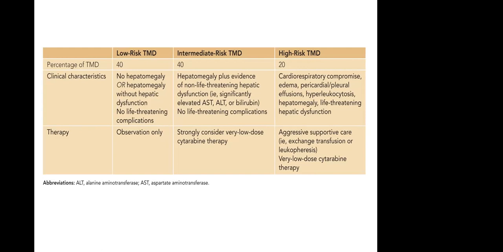In intermediate risk, which is also in 40% of the patients, they may have hepatomegaly plus evidence of non-life-threatening hepatic dysfunction, significantly elevated AST, ALT, or bilirubin, but no life-threatening complication. Here you consider very low dose cytarabine, that is 0.15 mg per kg for 5 to 7 days. In a high-risk patient, cardiorespiratory compromise may be there, maybe pericardial or pleural effusion, hyperleukocytosis, hepatomegaly, and life-threatening hepatic dysfunction. Then you have to take care of each and every part.